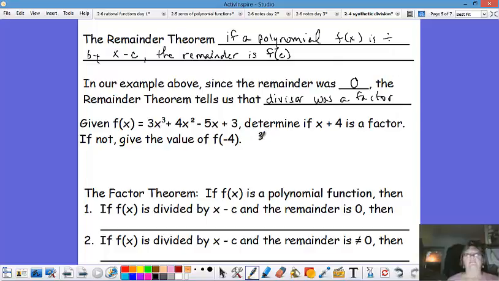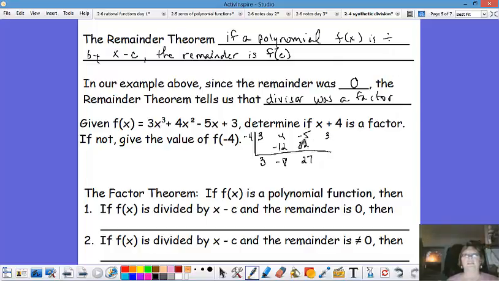And we start by listing coefficients, 3, 4, -5, and 3. Our divisor is -4. And the procedure says drop the first coefficient, then multiply. Add and multiply, add and multiply. Oh, this one I gotta think about.